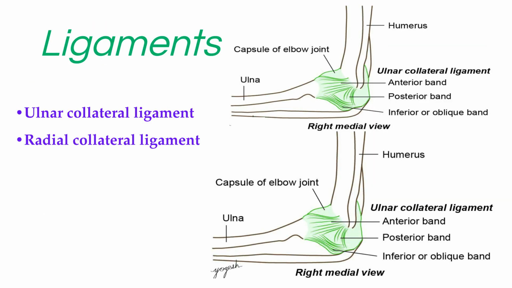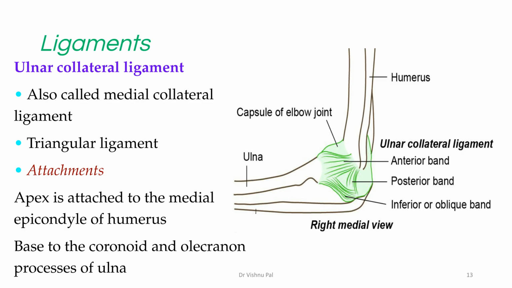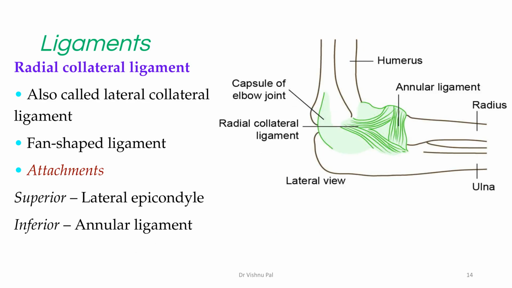Additional ligaments of the elbow joint include the ulnar collateral ligament and the radial collateral ligament. The ulnar collateral ligament, also known as the medial collateral ligament, is triangular. Its apex attaches to the medial epicondyle of the humerus, and its base to the coronoid and olecranon processes of the ulna. The radial collateral ligament, also called the lateral collateral ligament, is fan-shaped. It attaches superiorly to the lateral epicondyle and inferiorly to the annular ligament.